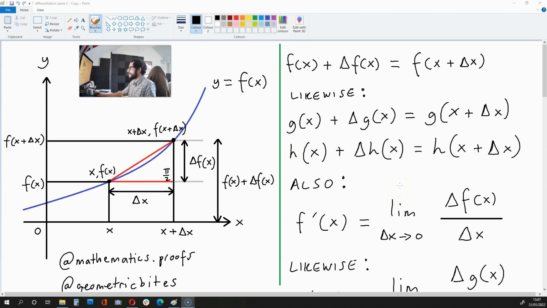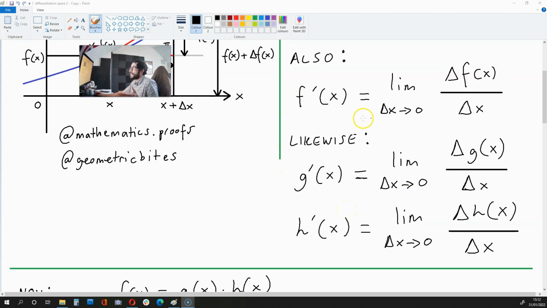Now we know that the derivative of y, which is a function of x, would be the limit as change in x approaches 0 of change in y over change in x. But since y is actually f(x), we can write over here for this derivative, the derivative of f(x) is the limit as change in x approaches 0 of the change in f(x) over change in x. Okay, this would be the same as change in y over change in x, this part over here to the right.